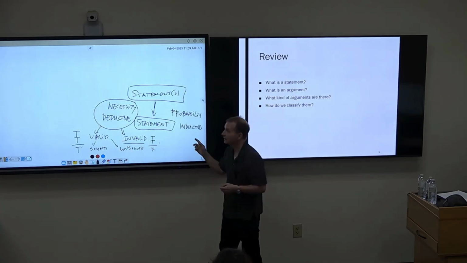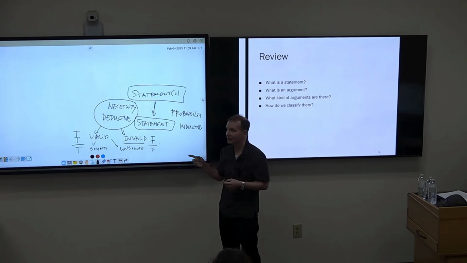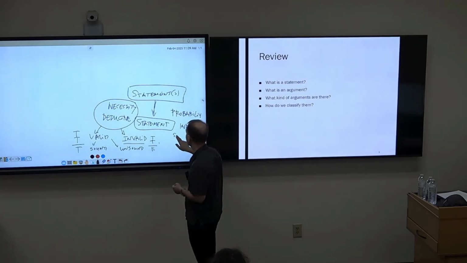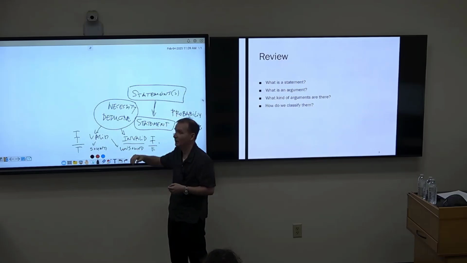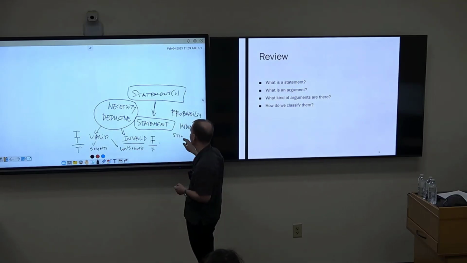Similarly with inductive arguments, remember, instead of valid and invalid, what do we call them? Strong and weak. The idea is the same, but it is a little more complicated because we no longer have certainty. We are not saying that the conclusion should always be true. We are saying that in a strong argument, given true premises, the conclusion is most likely to be true. And if it's weak, less likely.